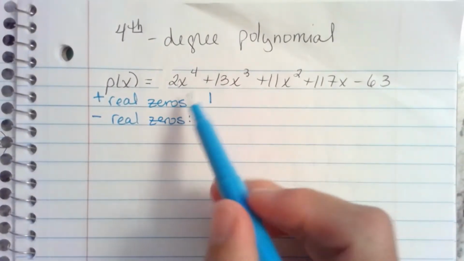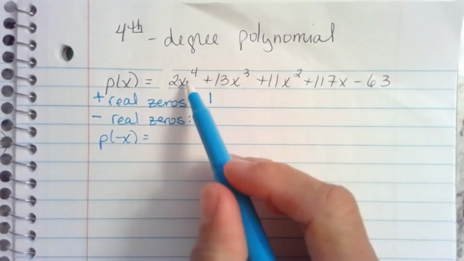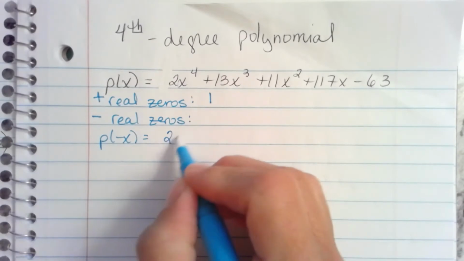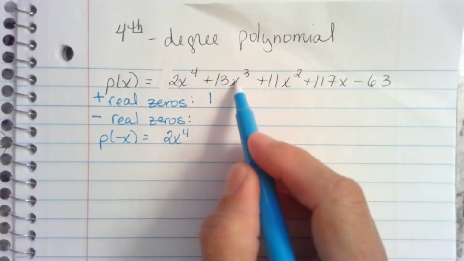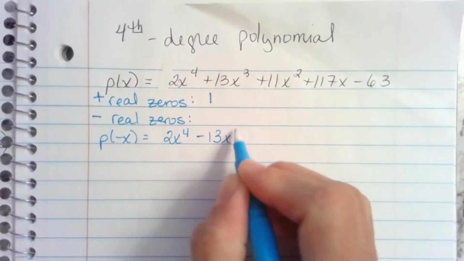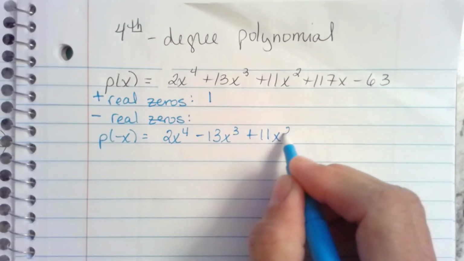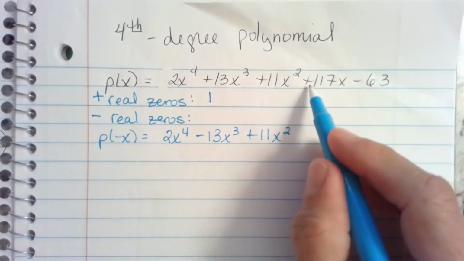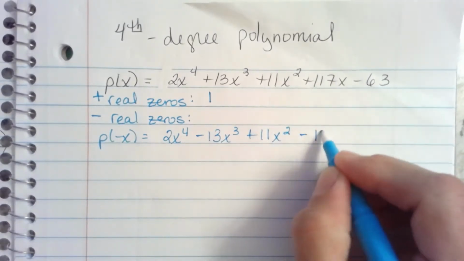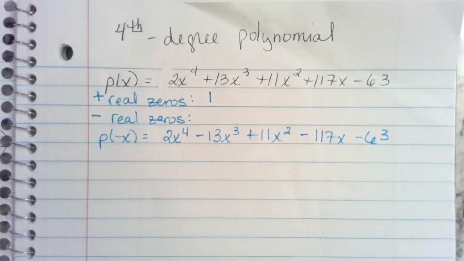we need to substitute in a negative x. If you substitute in a negative x here, you're going to get a positive 2x to the fourth. A negative to a third power is going to be a negative. A negative squared, that's still going to be a positive. This negative times this positive would end up being a negative. And the 63 doesn't change.